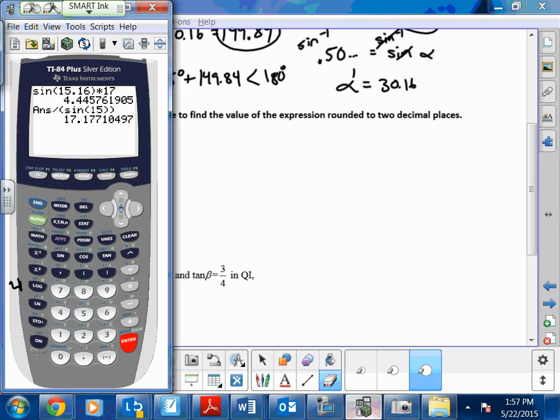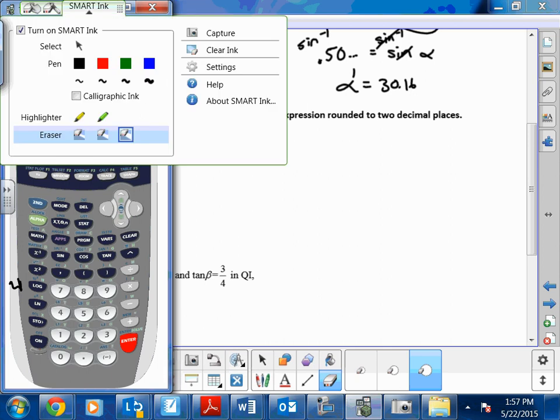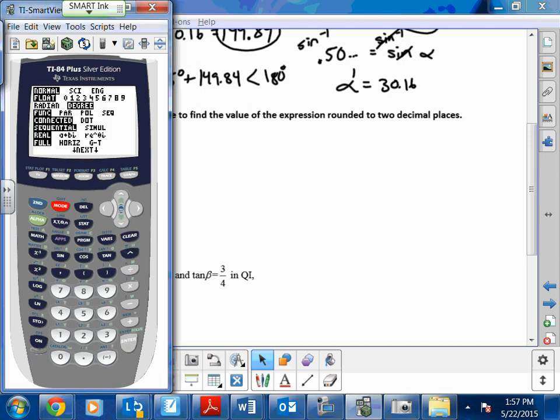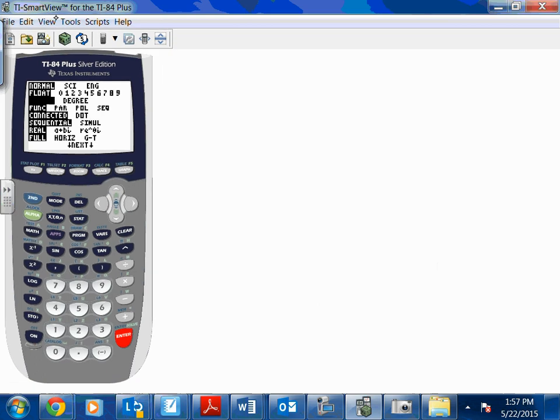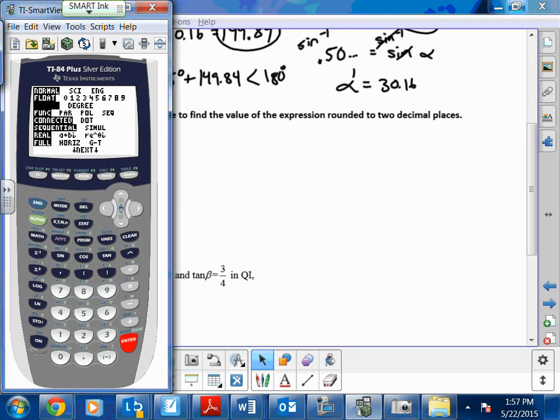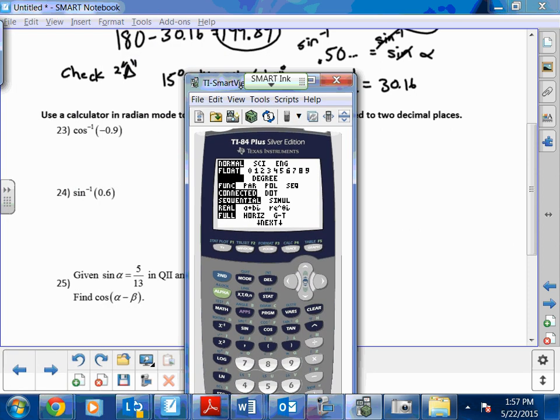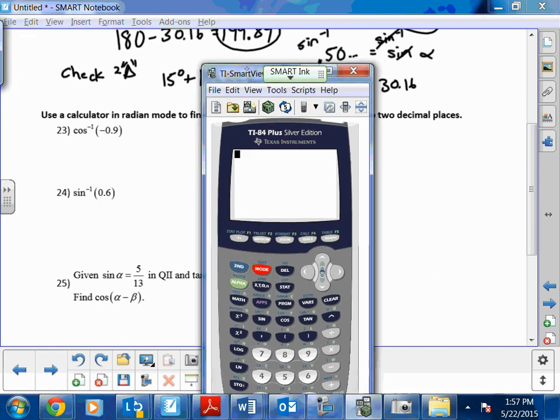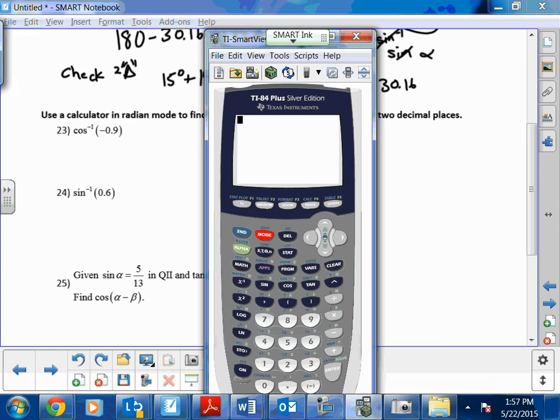I think I'm writing on this, so I'm going to clear the ink. Go to the selection tool so I can type on this. Mode, radian. And let me move this. Don't want to do that, just want to move it. Let's see if I could do that just slightly. There we go. Lift this a little bit more.